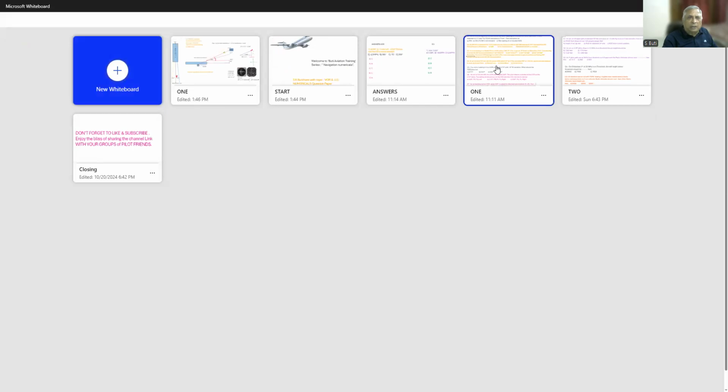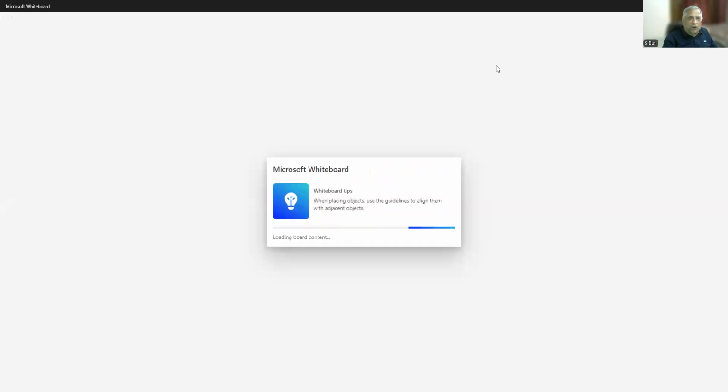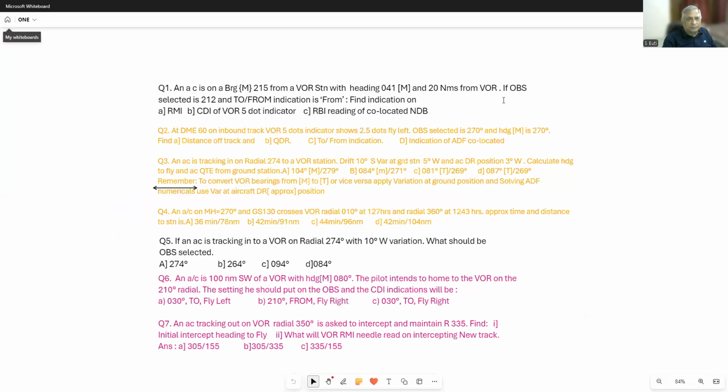Now, here are some questions for your VOR. And please remember another point, that if you have found out your radial and he wants a QTE, you have to apply variation. When you are using VOR as the nav aid, apply the variation at the ground station.